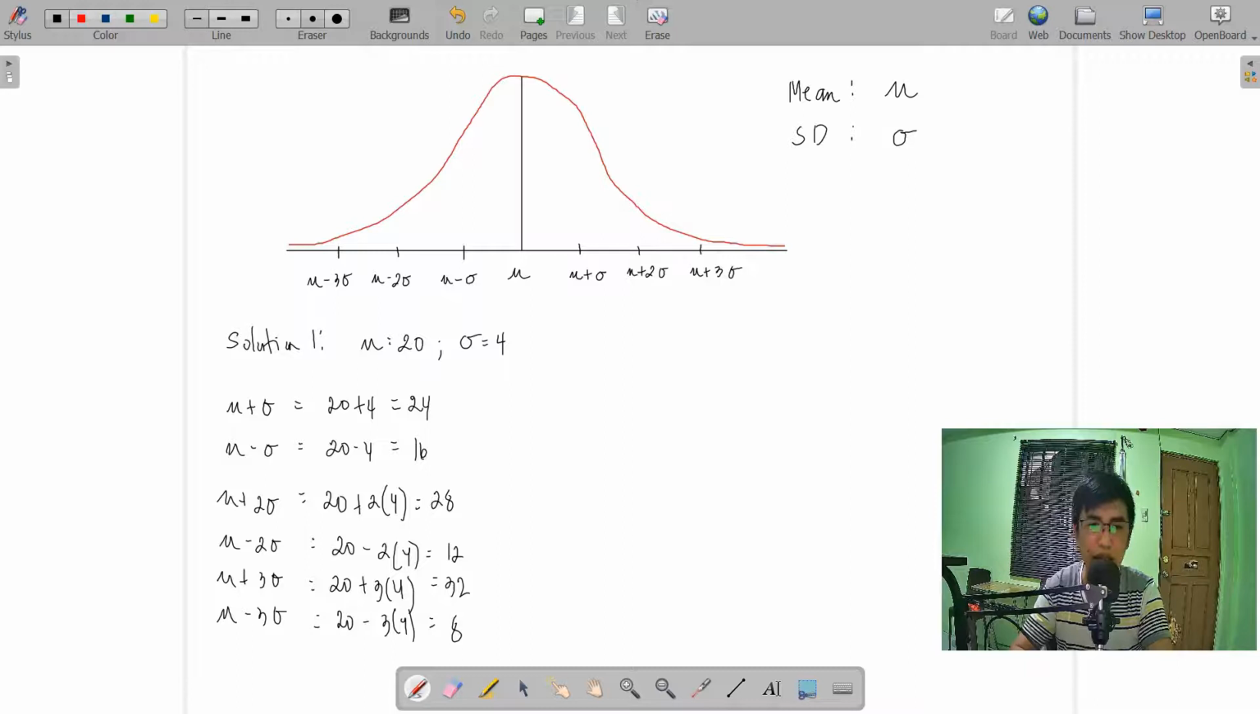Notice that the three values here, 24, 28, and 32, are values to the right of the mean. And 16, 12, and 8 are values to the left of the mean. So, how are we going to sketch the graph of that normal curve? Okay, let's see. Ganito lang itsura niya. The graph of the normal curve is something like this.